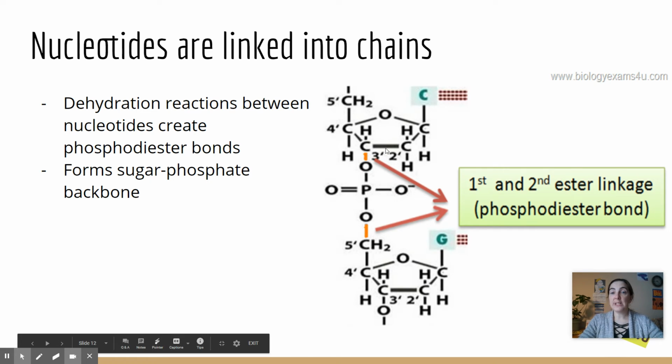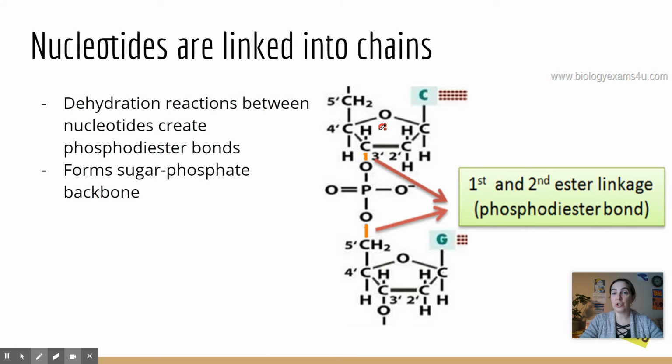So as these join together, that's what creates that sugar phosphate backbone along the sides of the molecule. So here we have the sugar, that's that 5-carbon sugar deoxyribose. Here's your phosphate group. Here's the next sugar. And that would then link to the next phosphate group down here. So you get that backbone all along the side with the bases kind of hanging out here in the middle.